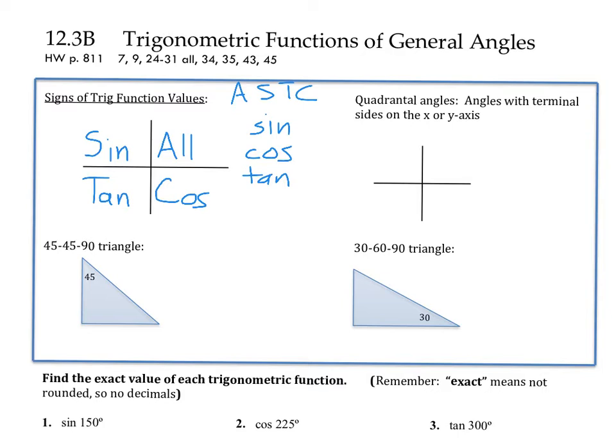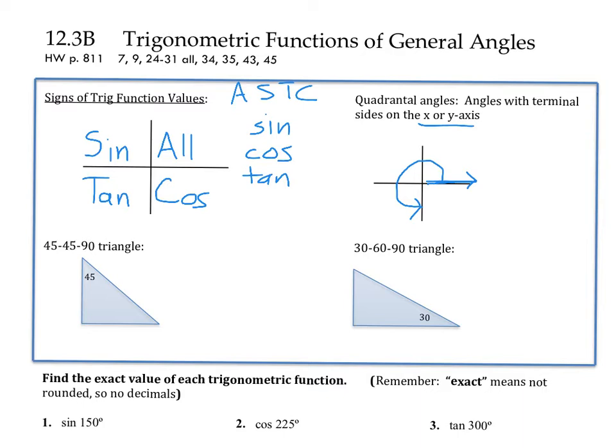Well, what if the angle is in between 2 quadrants? So let's say the angle is 270 degrees. That is called a quadrantal. So if it doesn't land in a quadrant, but it lands in between 2 quadrants, so right on the x or y axis, that's called a quadrantal.